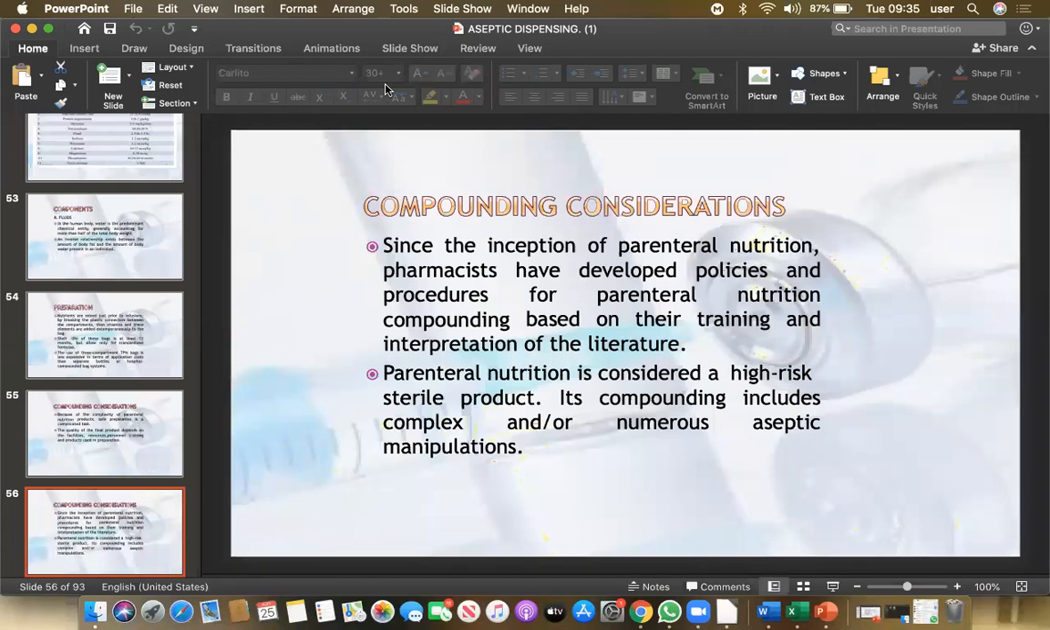Parenteral nutrition is considered a high-risk sterile product. Its compounding includes complex and numerous manipulations. The pharmacist is responsible for the preparation of the total parenteral nutrition, how it can be prepared, whatever they have to do. Mostly the parenteral route of administration is very risky. So when you are going to administer this parenteral nutrition, it is more risky as compared to other injectables.